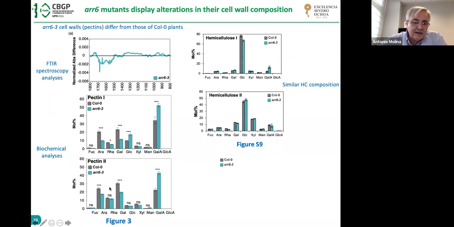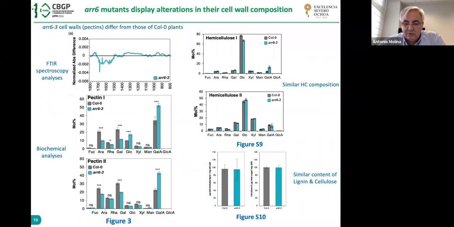We also determined the other fraction that I mentioned before, that is a main component of the cell wall, that is hemicellulose. And as you can see here, there are no major differences in the composition of hemicellulose between wild type plant and the mutant. We also analyzed the composition of cellulose and lignin, and as you can see here, there are no significant differences in the content of lignin and cellulose in these two lines. So clearly the pectin fraction from the mutant differs from that of the wild type.